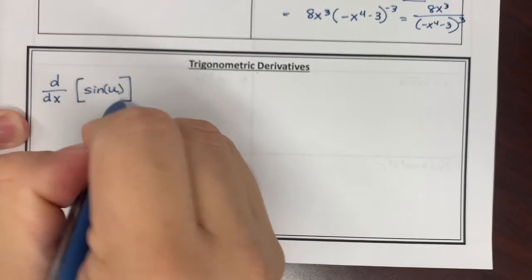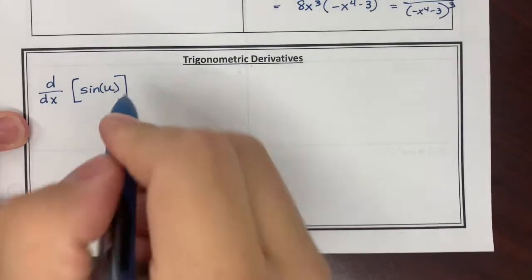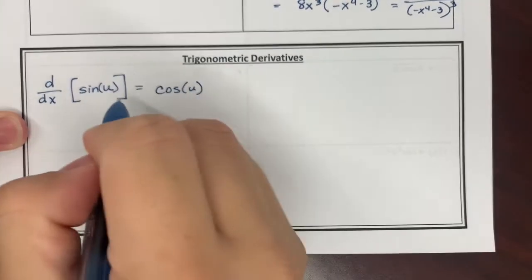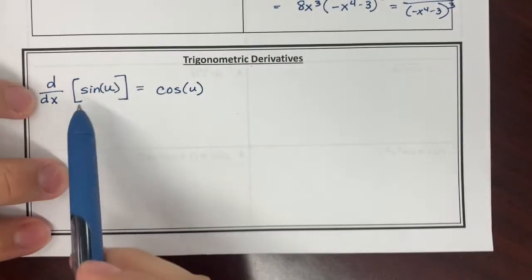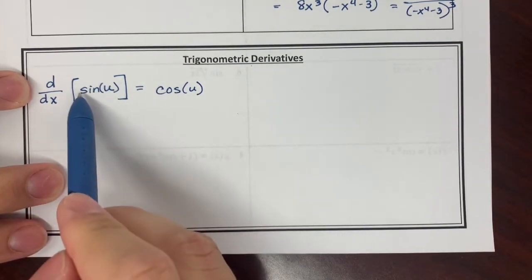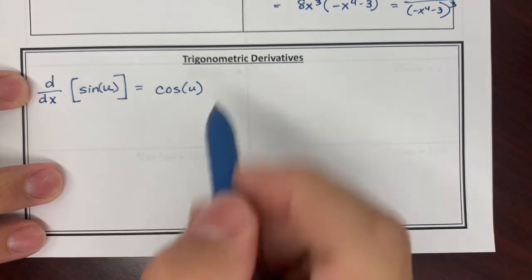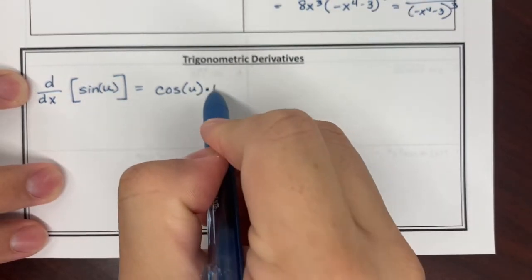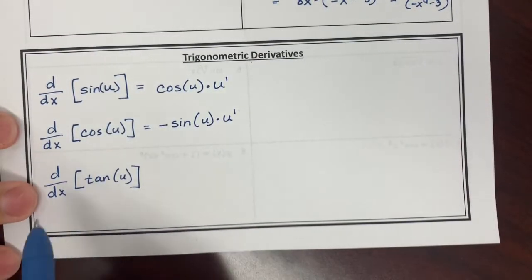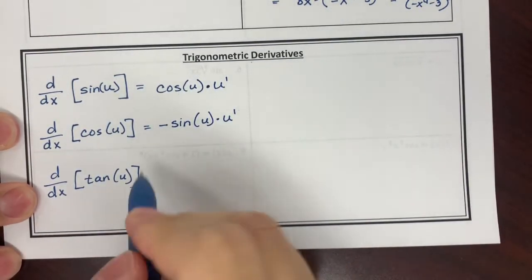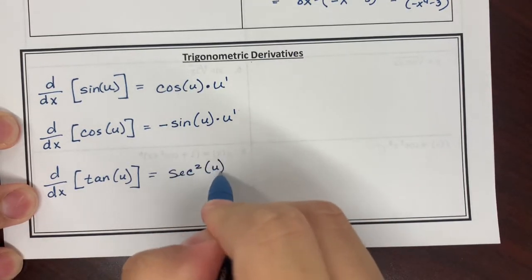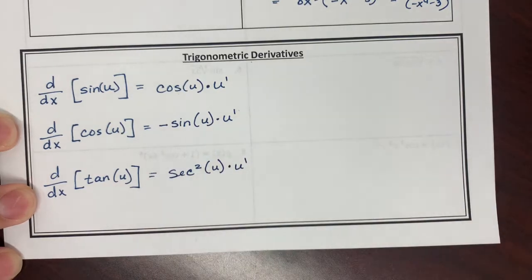So the derivative of sine of u is going to be the cosine of u. Again, if they give you the sine of something and tell you to take the derivative, it's now going to be the cosine of that something, but then you always have to multiply it by the derivative of whatever's inside. If I want to take the derivative of tangent of u, it's just going to be secant squared of u times u prime.